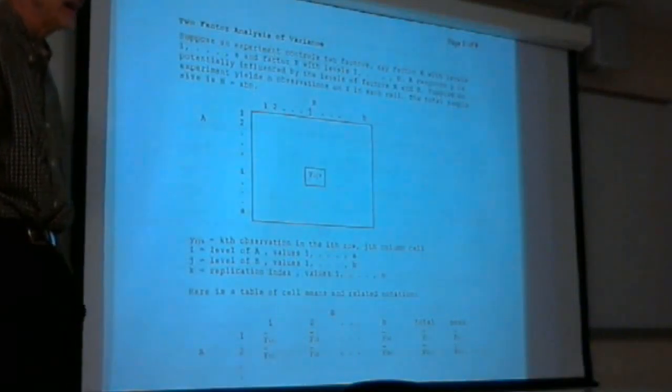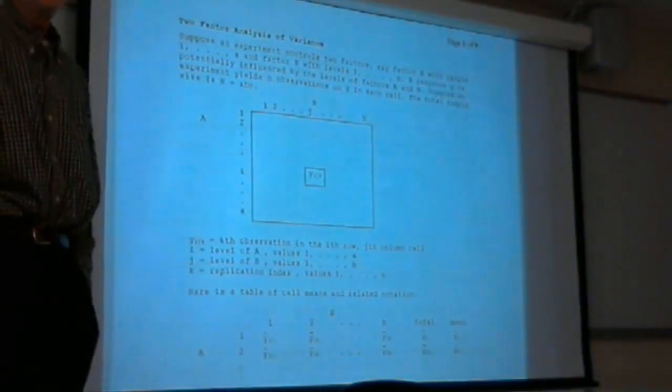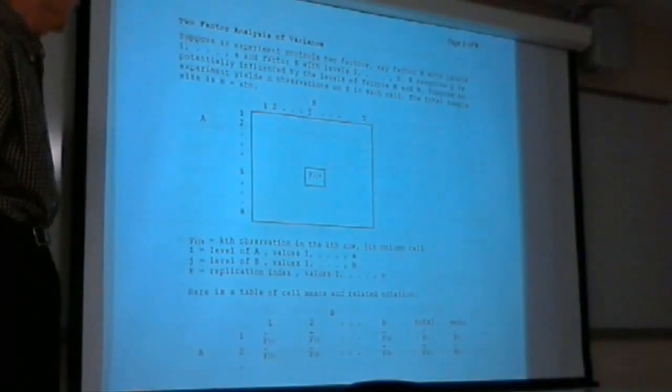I'm talking about that handout which had the randomized complete block design and the Latin squares. And I think we did the end of that handout. So this is another handout. The next topic comes up here. We call it two-factor analysis of variance.